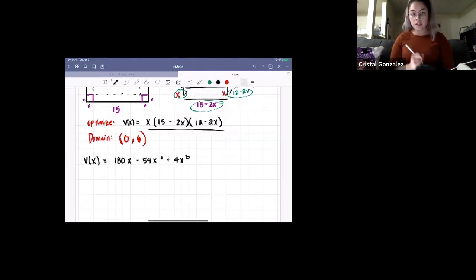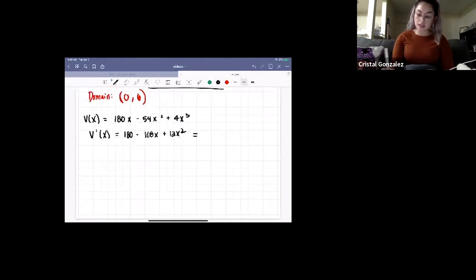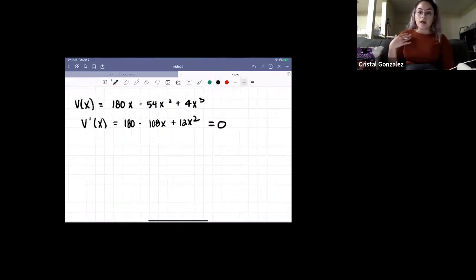Okay, so that's what I got after I multiplied everything out. And so now if we want to take that derivative, go ahead and pause the video here again and take the derivative for yourself, and then check back with me in just 1 second. So hopefully you guys got that. And now we need to set this equation equal to 0. Beautiful.